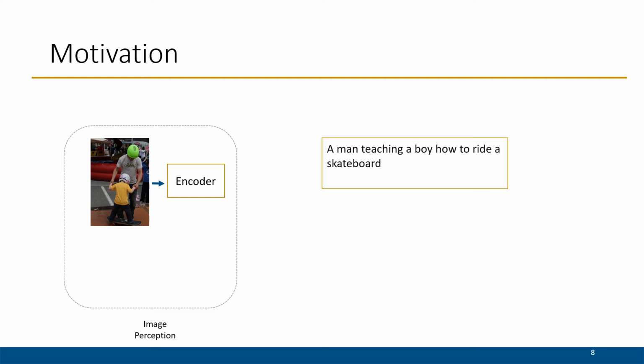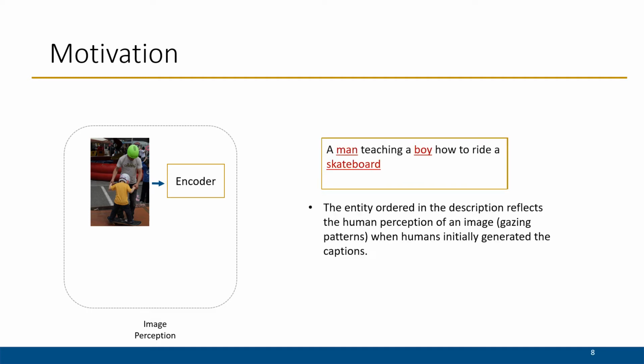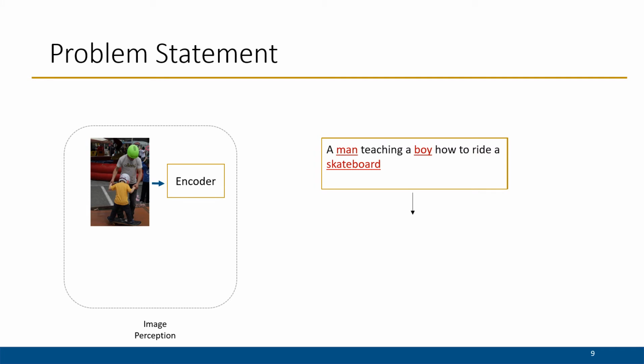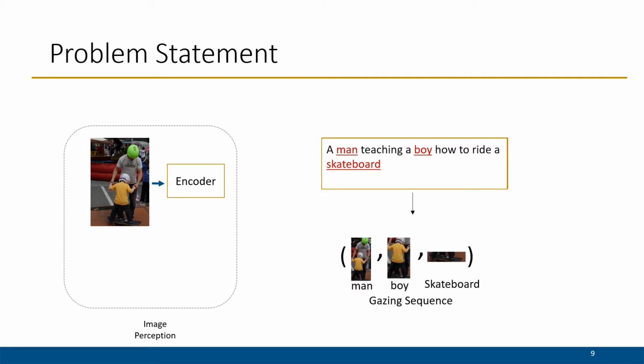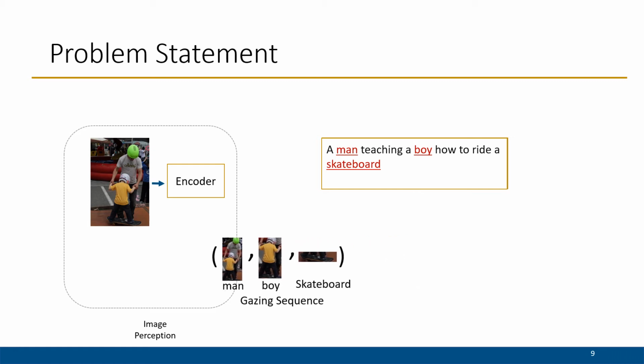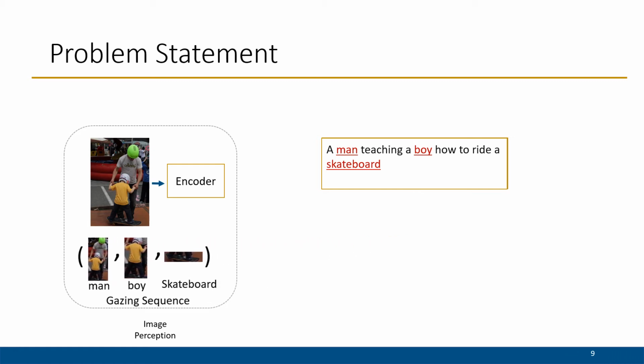Based on this finding, we hypothesize that the entity order in the description reflects the human perception of an image when a human initially generated the caption. Therefore, we estimate gazing patterns from entities mentioned in the caption directly rather than using an expensive eye tracking system. Then, we incorporate this gazing sequence into the image perception part of image captioning models to investigate its performance when the gazing sequence is used as a visual feature.